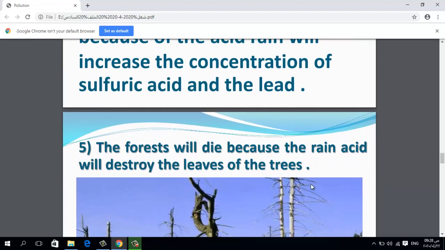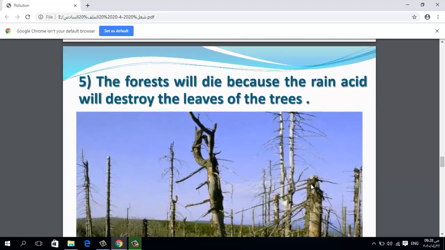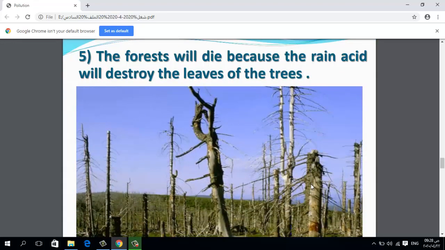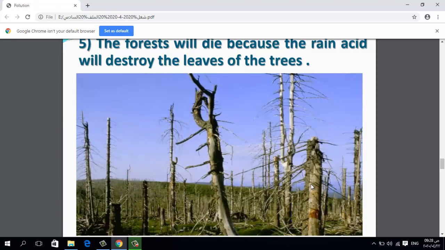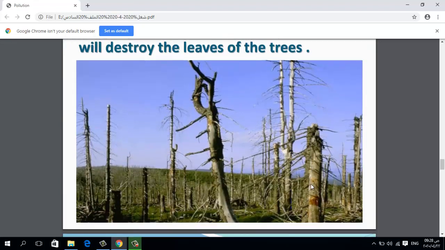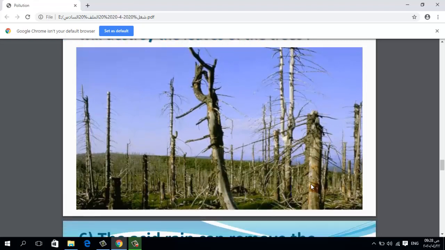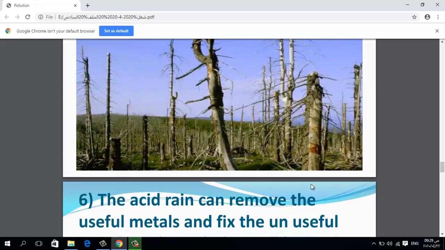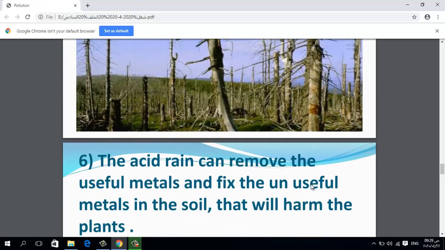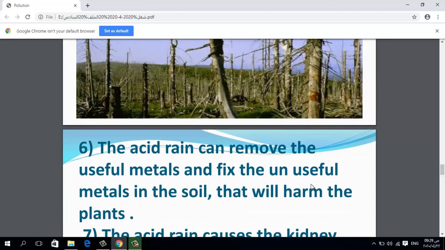Number 5, the forests will die because the acid rain will destroy the leaves, so the leaves will fall. Once the leaves fall, the trees will not stay alive, because you know that all the trees and all the plants depend on the leaves to make their food in the photosynthesis process. Let us go to number 6.